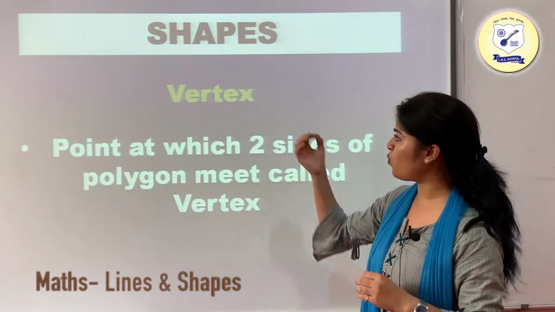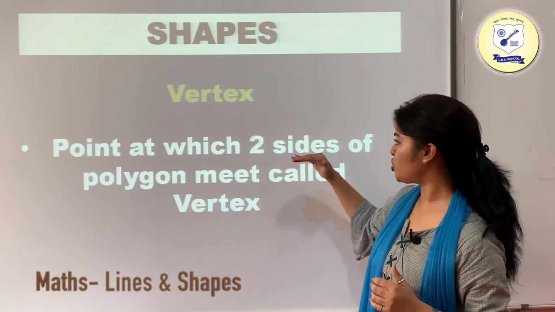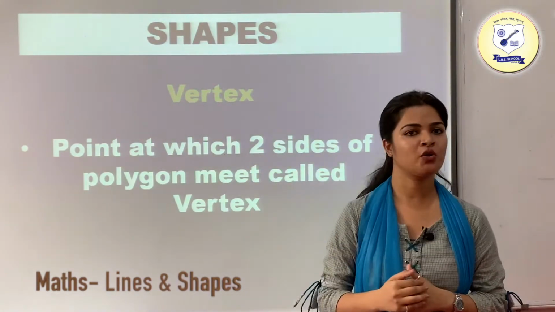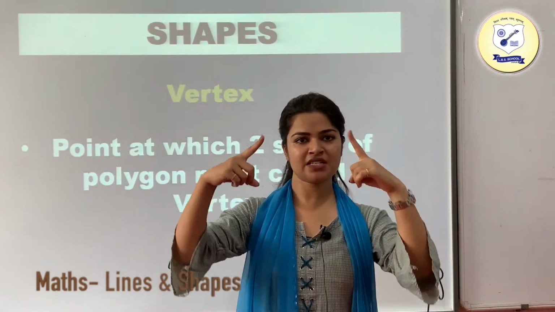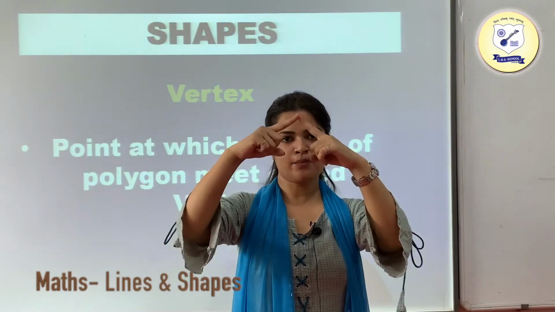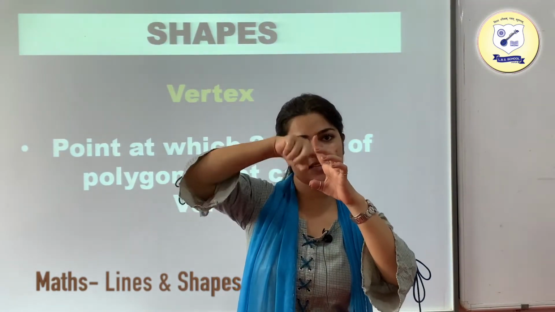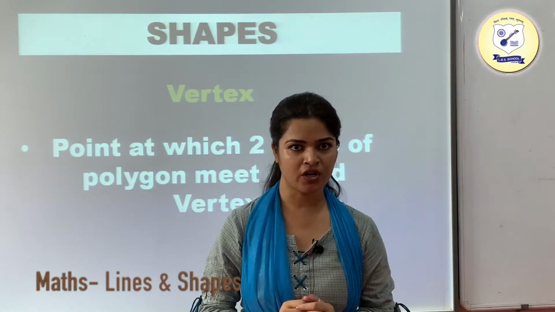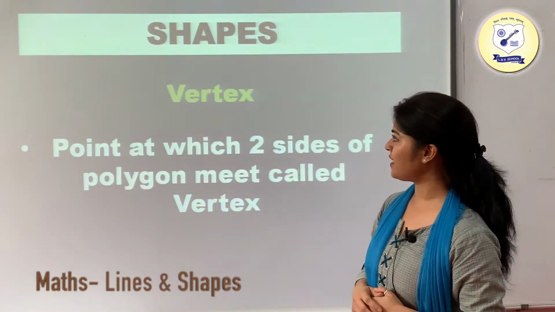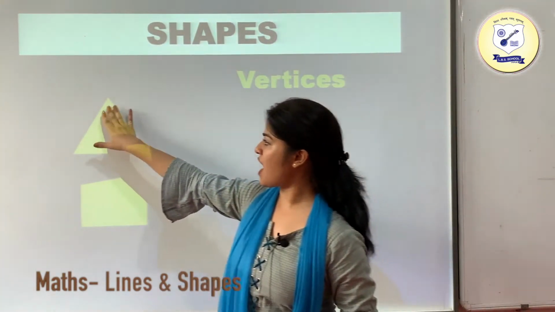Now, what is a vertex? The point at which two sides of a polygon meet is called a vertex. Like I have these two line segments, and if you meet them at a point, where these two line segments meet, that point is known as your vertex. As you can see in the next slide, we have this diagram.